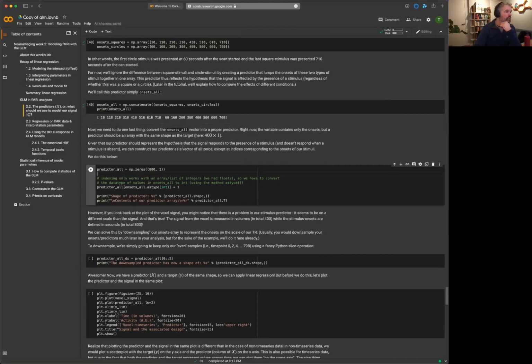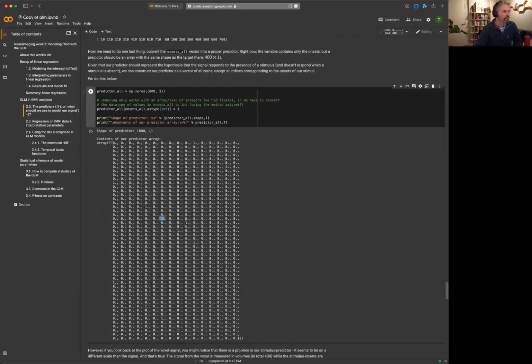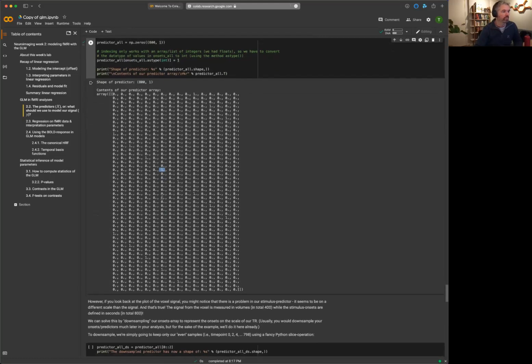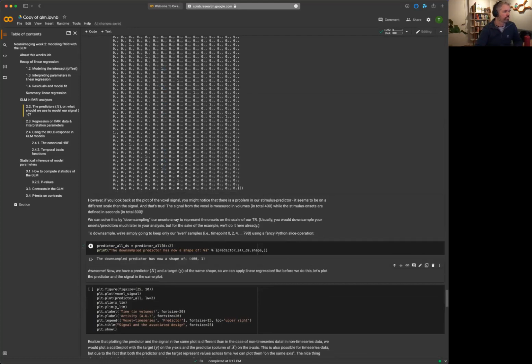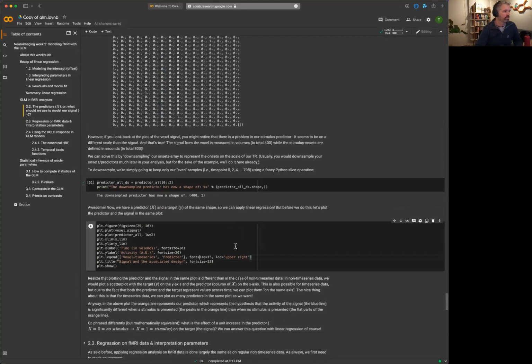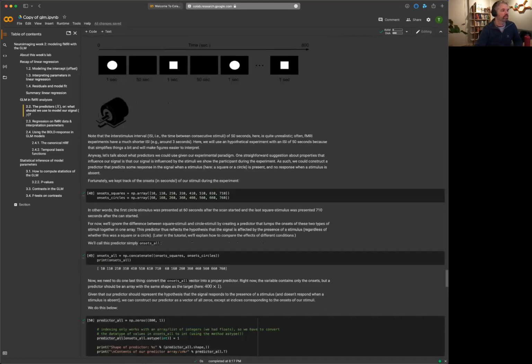Now what we can do is use these as indices into an empty array and set those to 1. So what that means is we have this empty predictor array that's 1 whenever an event happened. So this actually tallies every TR in the experiment. And we are going to subsample. It's been a while since I looked at this. So apparently we have 400 time points in our data. Yeah, that sort of makes sense.